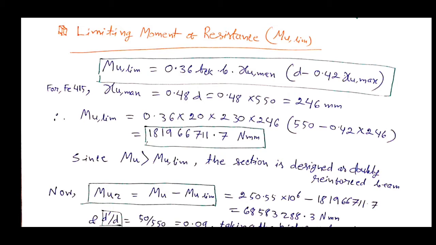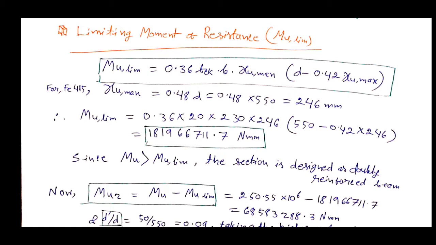We already have all values except xu max. For Fe 415 grade of steel, xu max is equal to 0.48 d. It is also written in clause number 38.1 in IS 456 2000. So 0.48 into d, small d is 550, that is equal to 264 mm. So the value of xu max is 264 mm. So put all the values in this formula.